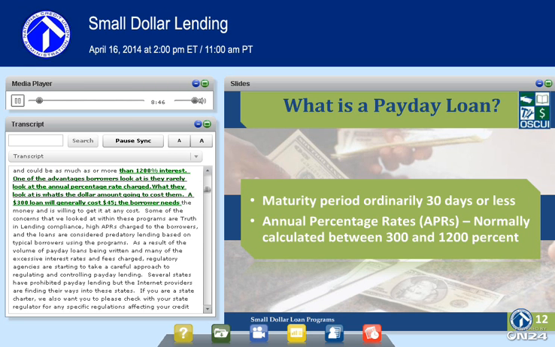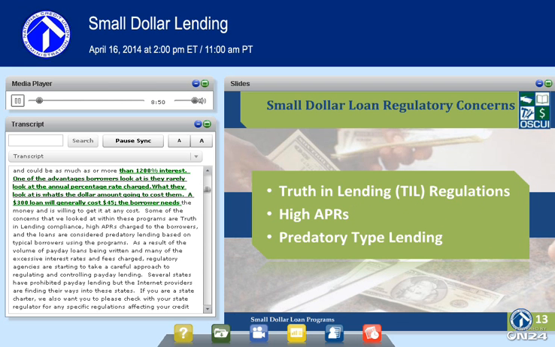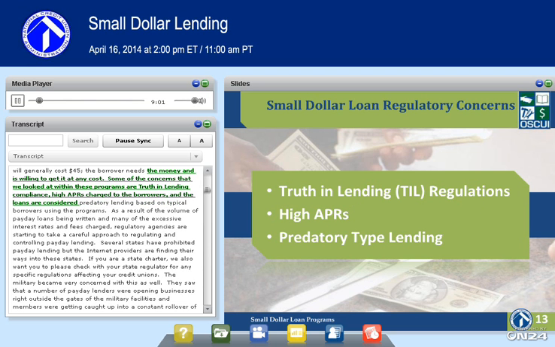One of the advantages borrowers look at is that they rarely look at the annual percentage rate charge. What they look at is what the dollar amount is going to cost them. A $300 loan will generally cost $45. The borrower needs the money and is willing to get it at any cost.